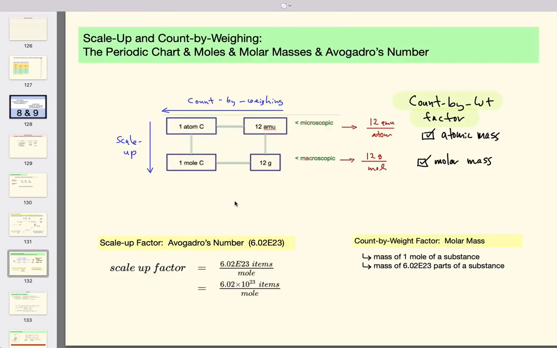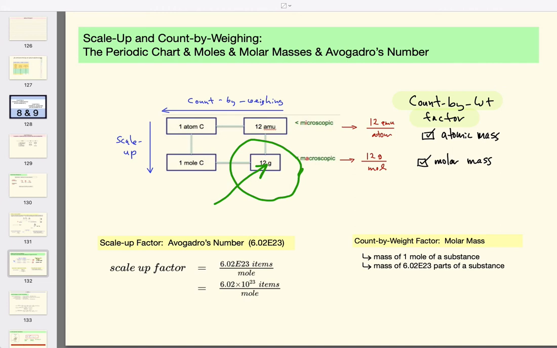Okay, so let's review here. Mother Nature lives in the microscopic world of atoms and amu, and we live in the macroscopic world of grams. So we can take one atom and scale it up to 1 mole. We can take the weight of one atom and scale it up to grams. Why this is important is this amount of material right there, we can actually see and measure and work with. That's what allows us to do chemistry in the macroscopic world.